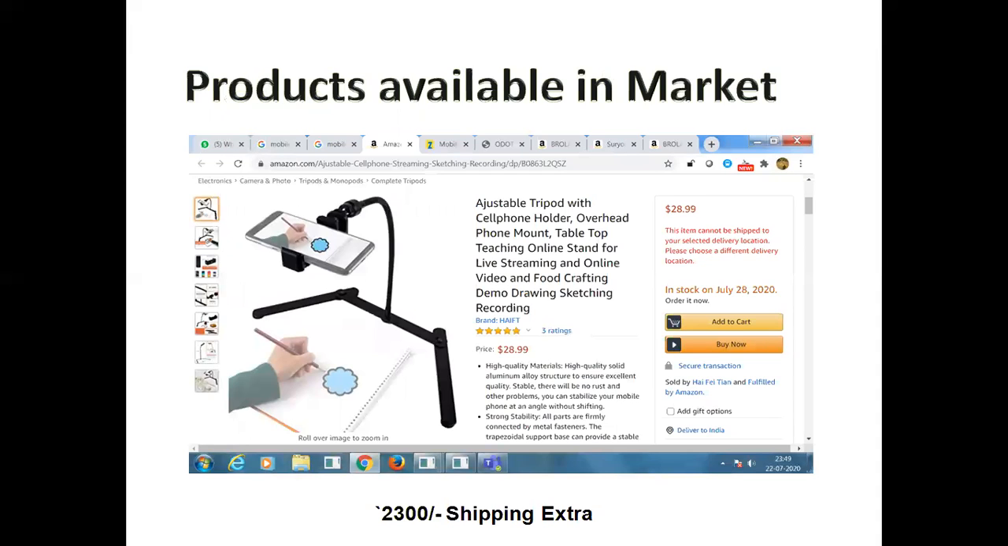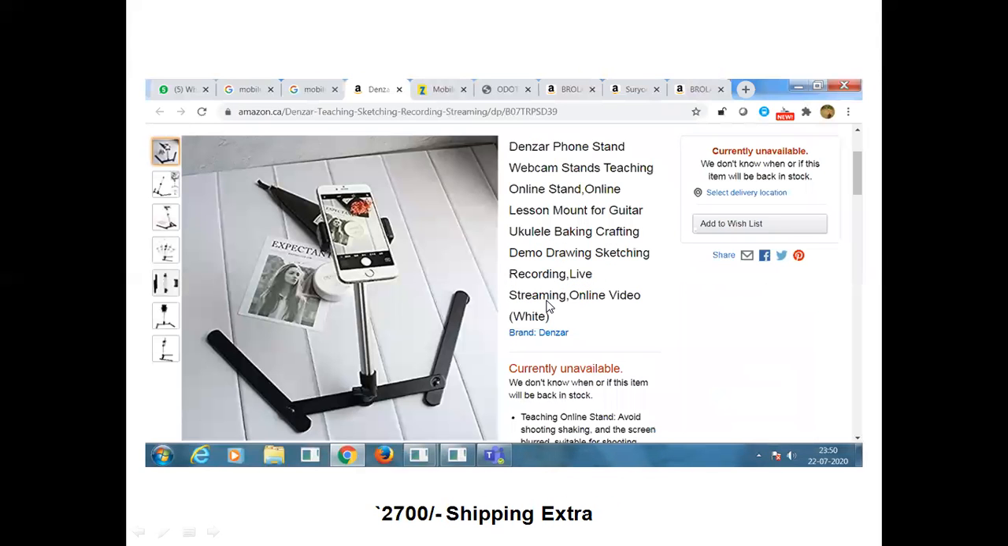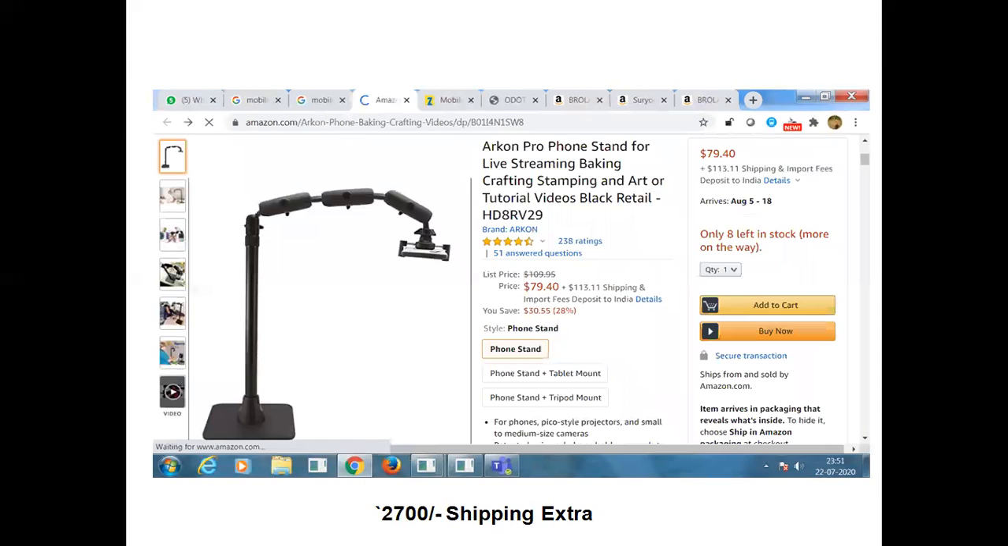Several products are available in the market. I have browsed it from Amazon. This assembly is available for 2300. Shipping charges are extra. You can observe the mobile phone is arranged in the container. Its position can be conveniently adjusted. This one is for 2700, shipping charges extra.